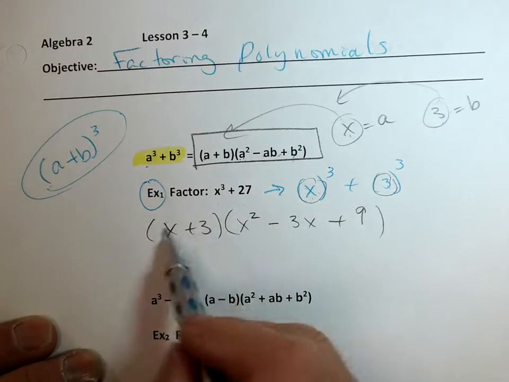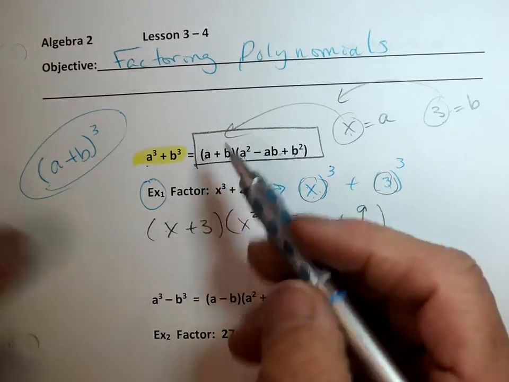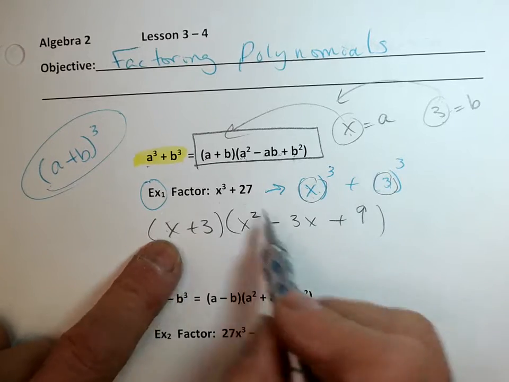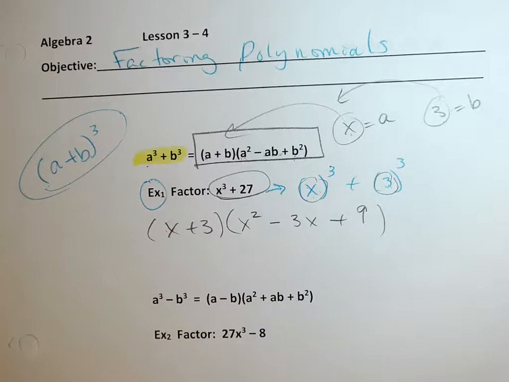If I were to multiply this all out, this times this, this times this, this times this, I would get x cubed plus 27. Oh, that's what you do? It's easy, isn't it? Let's do the second one, okay?